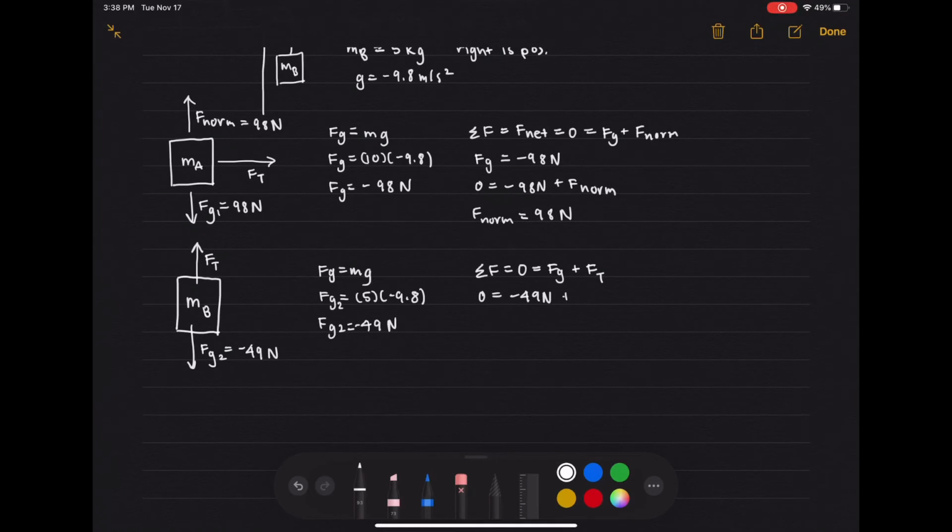Since the rope is attached to both of the blocks, as block B moves down due to gravity, it pulls on the rope, and block A moves with the same amount of force as block B. So the force tension on both blocks is equal, and it is 49 newtons.